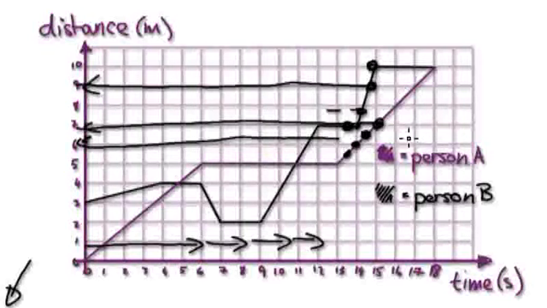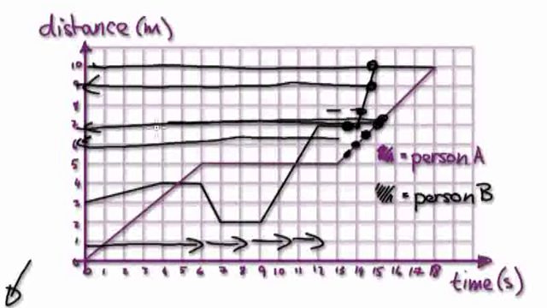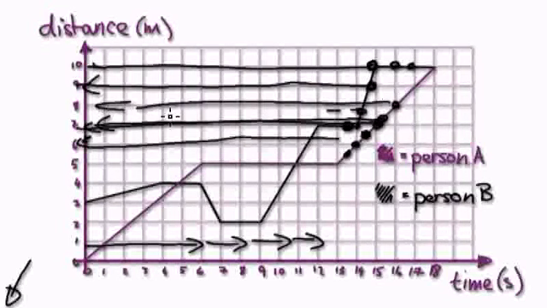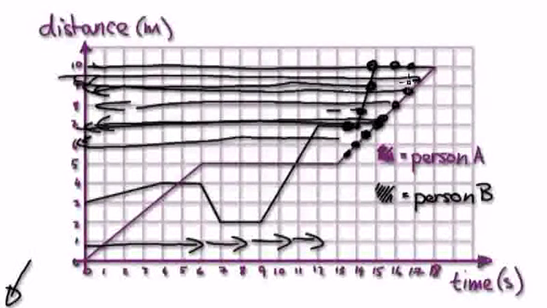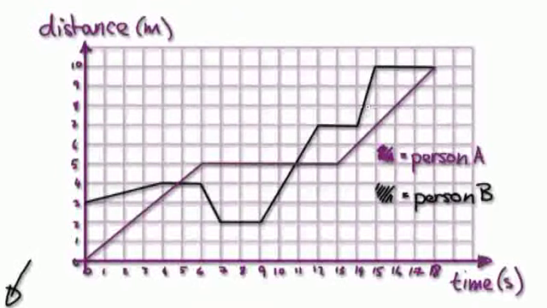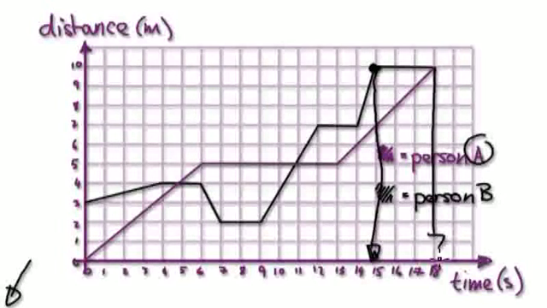As time goes on, oh look, person B has reached 10, but person A is still around here. Person B has already reached the 10 meter mark, but person A is approaching 10. He's at 8 now, 9 now, 9 point something now. Now he reached the 10 meter mark. So to answer the question, person B reached the 10 meter mark first. He did it in 15 seconds. Person A did it in 18 seconds.